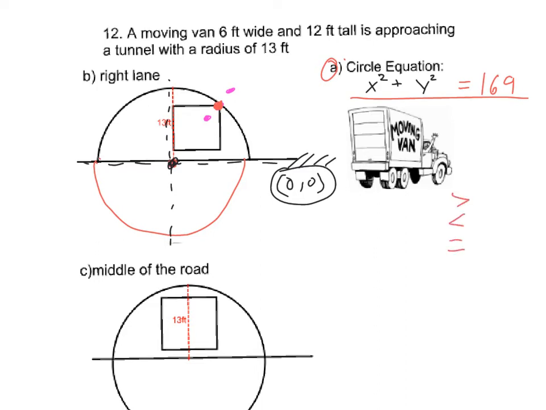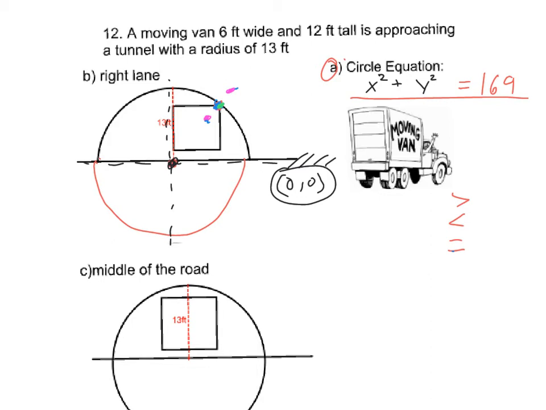Again, if the point that we get from here is greater than 169, that means the edge of the van is way out here. If we get less than, it means the edge of the van is in here. If we get equal to, it means the edge of the van is right on it, which also probably wouldn't be good. So we just have to figure out what this point is, essentially, that point.